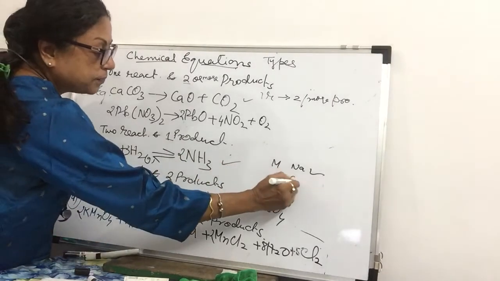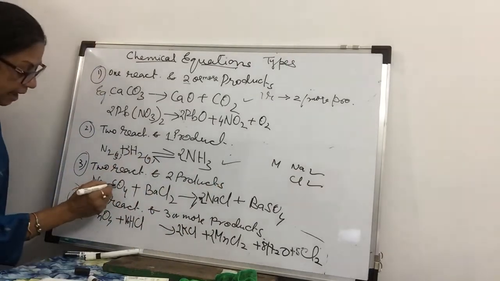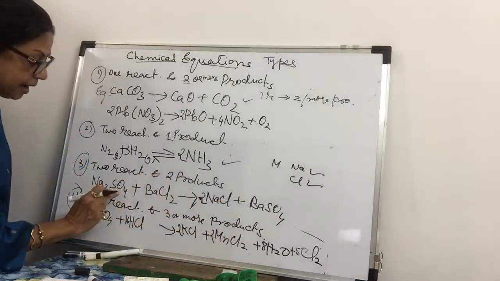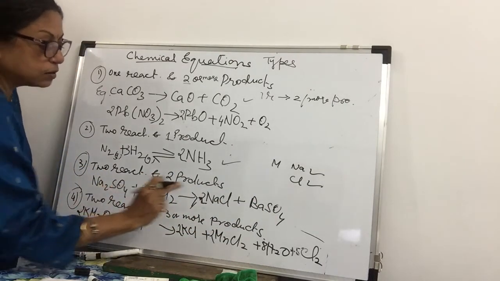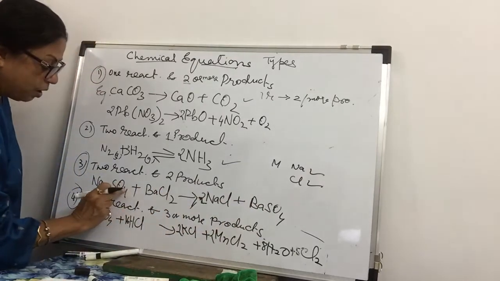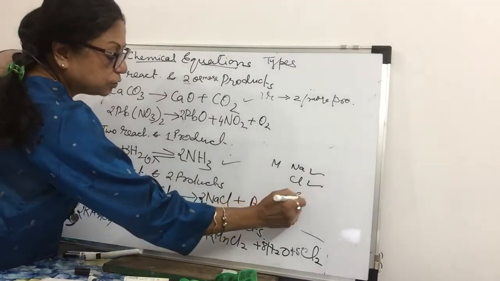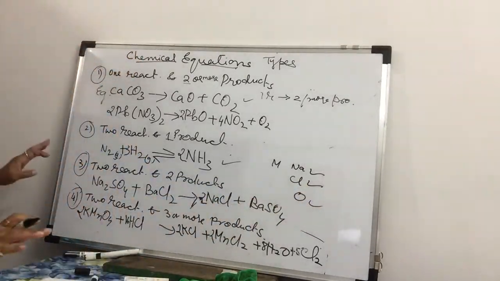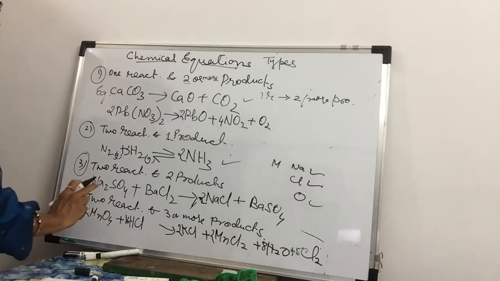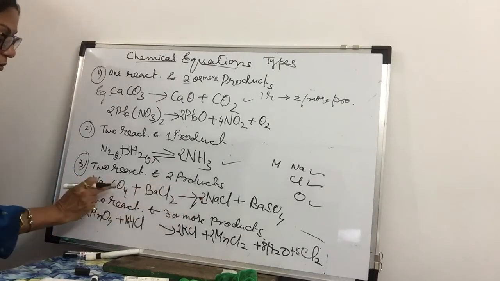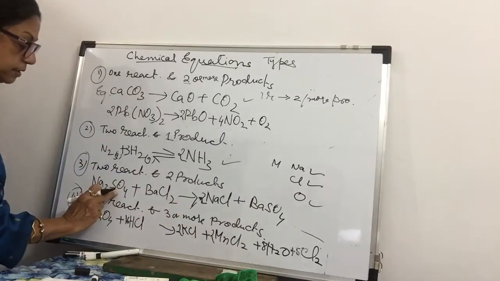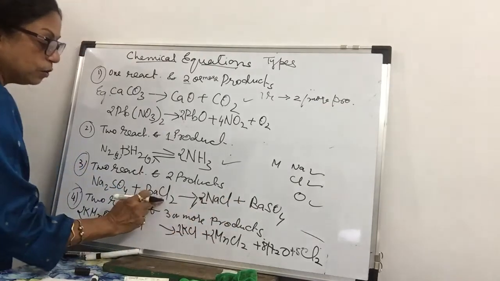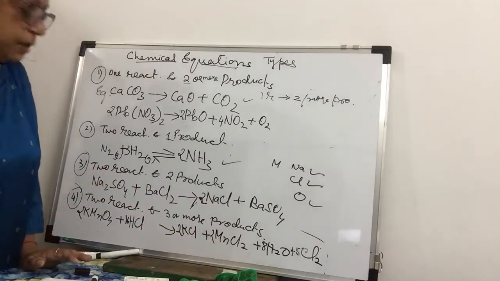This is also done. Non-metal. Correct. Then after that comes sulfur. Sulfur is 1, sulfur is 1. Correct. But oxygen is 4 and oxygen is 4. So here oxygen is 4, oxygen is 4. This is also done. There is no hydrogen. So our equation is balanced. Sodium 2, sulfur 1, oxygen 4, barium 1, chlorine 2. So our equation is balanced.